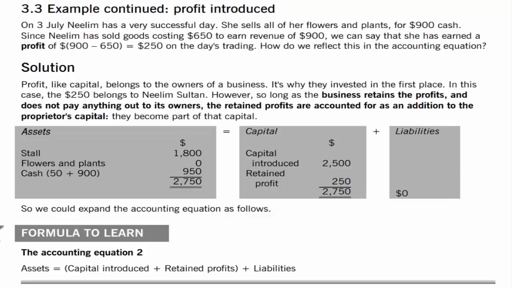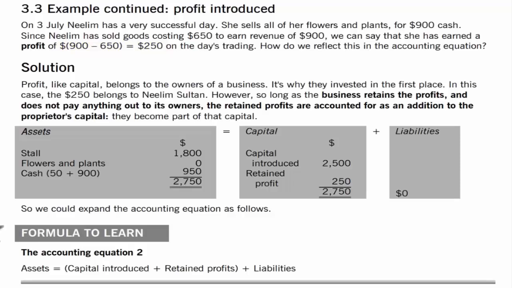2. Calculating profit. The flowers and plants she sold originally cost her $650. Since she sold them for $900, she has made a profit. Here's how to calculate it. Profit equals sales minus cost of goods sold. Profit equals $900 minus $650. Profit equals $250. So, Neelam has earned $250 in profit from her first day of trading.